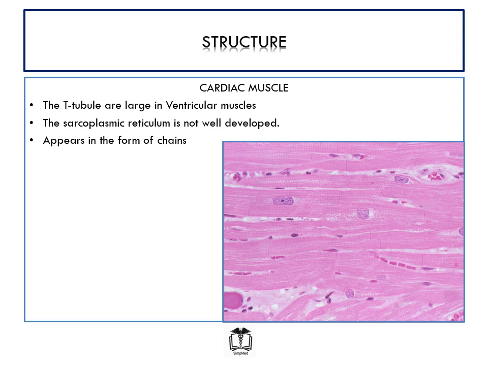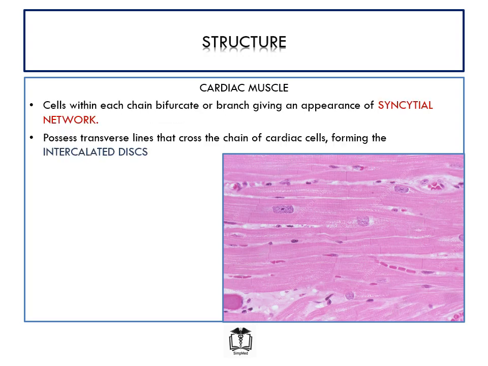Remember that the cells of the cardiac muscles tend to be branched, and they are connected by intercalated discs, and as a result, they tend to appear like chains rather than appearing in a well organized striated form or parallel striated form. So cells within the cardiac muscles each have bifurcations or branches, and these branches that the cells tend to form give the tissue an appearance of what we call a syncytial network.